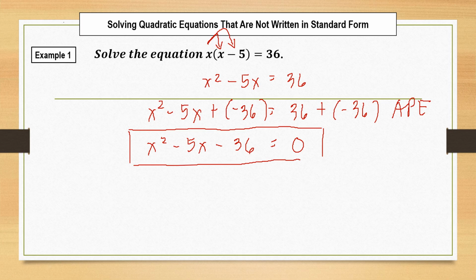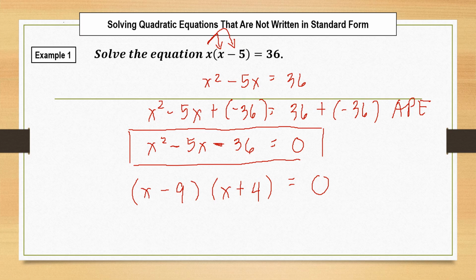We can now solve the given quadratic equation using the method of our choice. So let's say you chose to use factoring. So what are the factors of negative 36 that will give us negative 5 when added? That would be negative 9 and positive 4. Negative 9 times positive 4 is negative 36. Negative 9 plus positive 4 is negative 5.